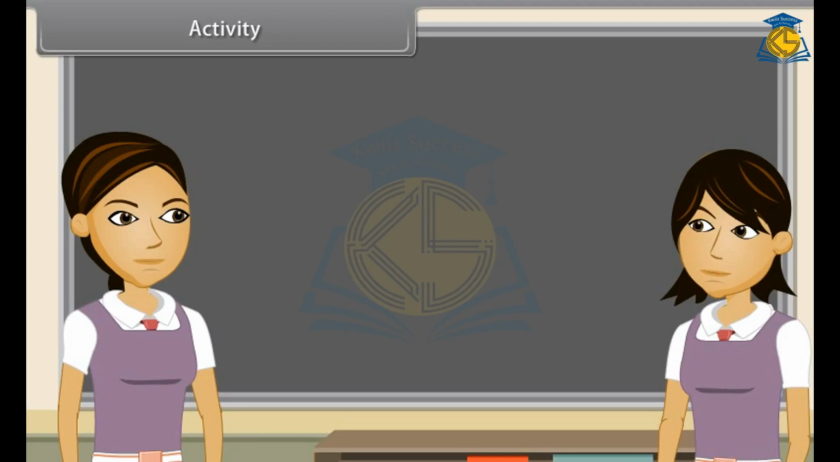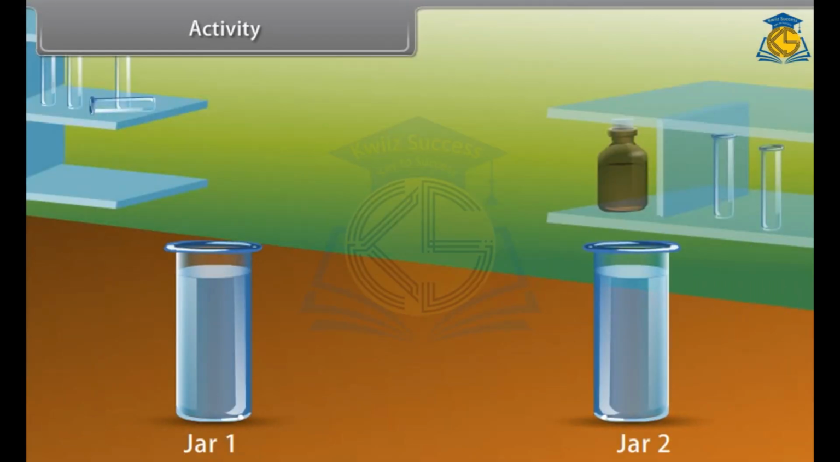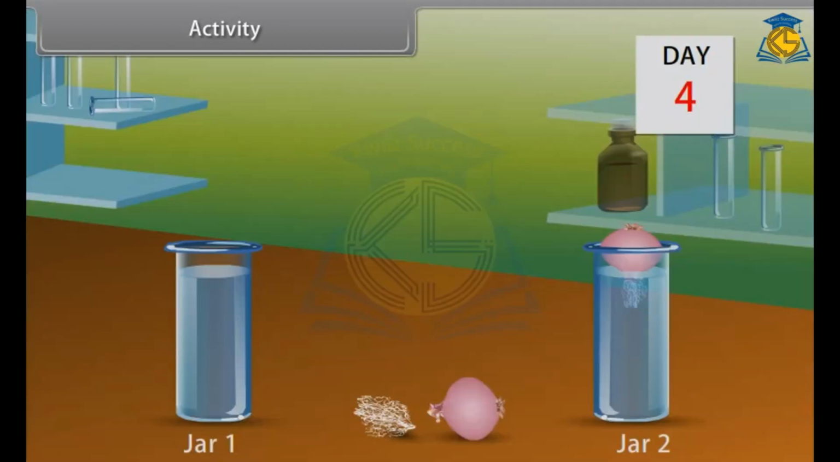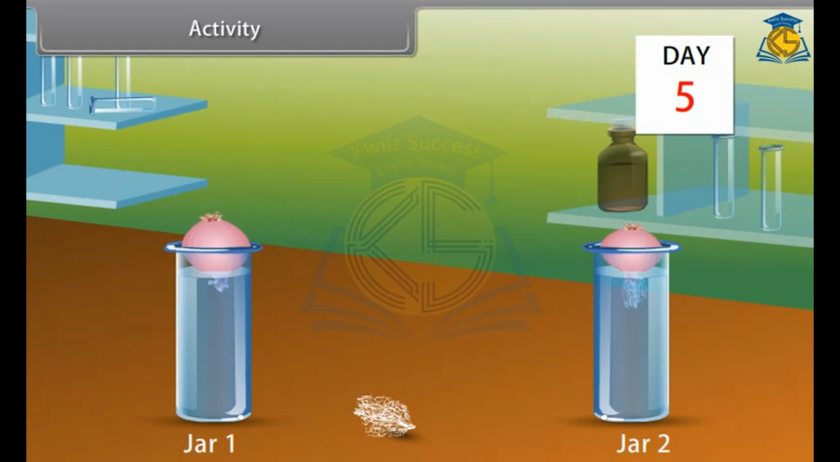Activity. We can prove that meristematic tissues are found in specific regions by doing an activity. I will take a glass jar, and Ankita, you will also take a similar glass jar filled with water. Then we will place a same-sized onion bulb on each jar for 3 days to observe the growth of roots. Yes, we will measure the length of roots on day 1, 2 and 3. Then on the 4th day, you will have to cut the roots of the onion bulb. Then again, place it on the jar. On the 5th day, we will again measure the root length.